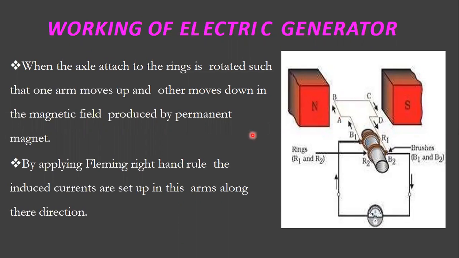Now, by applying Fleming's right-hand rule, induced currents are set up in the arms AB and CD along their direction. Here the current is produced in the arms along the direction.